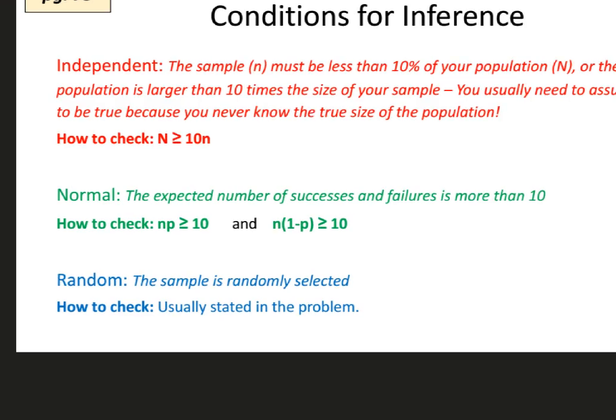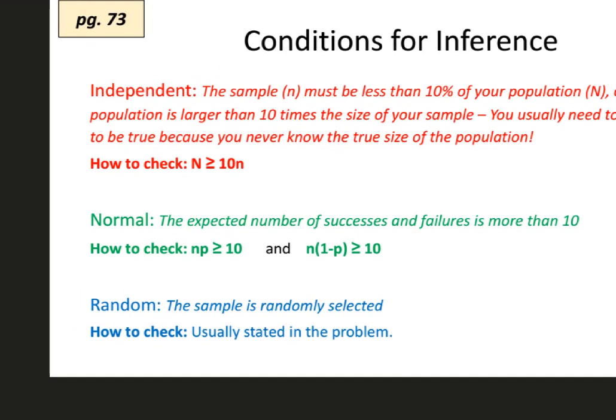So we would do n times p is greater than or equal to 10, and n times 1 minus p is greater than or equal to 10. Lastly, the random condition, this is that the sample is randomly selected, and how to check that, it's usually stated in the problem.